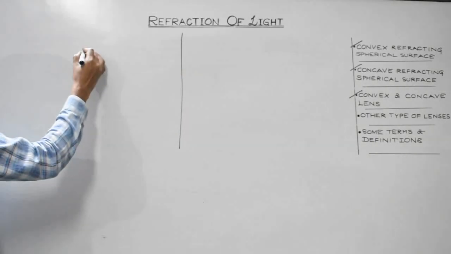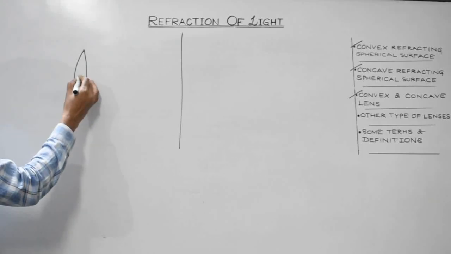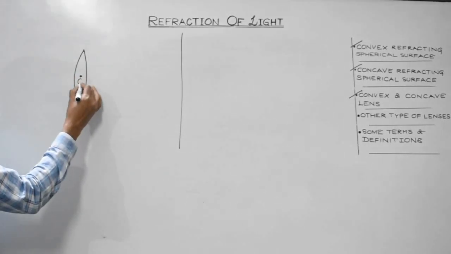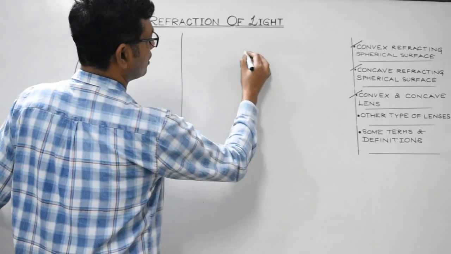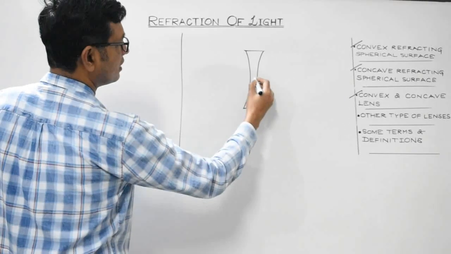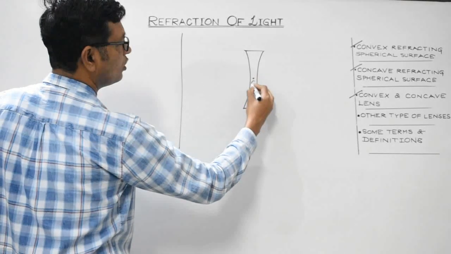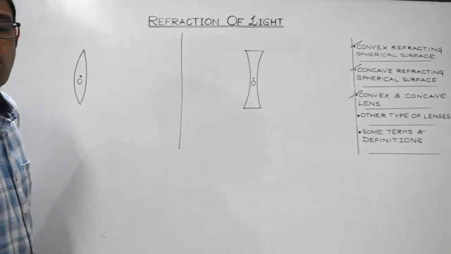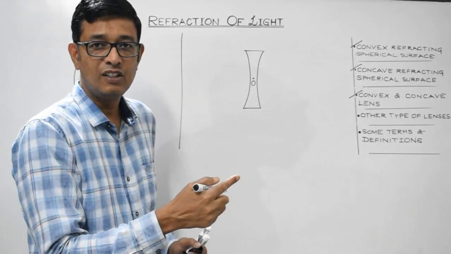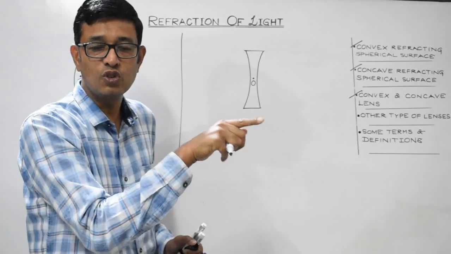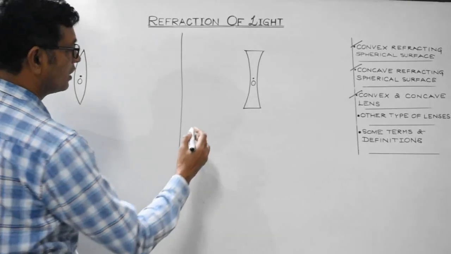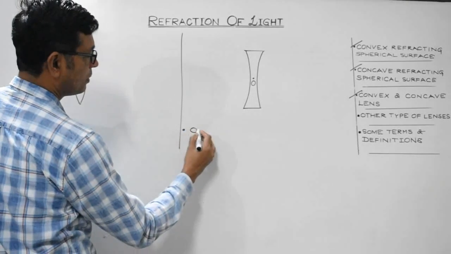This is a biconvex lens, right? This center, imaginary center, is known as the optical center. This is a concave lens and this point O may be termed as an optical center. Optical center is that point inside the lens through which light on passing remains undeviated. So students, remember, first is optical center.